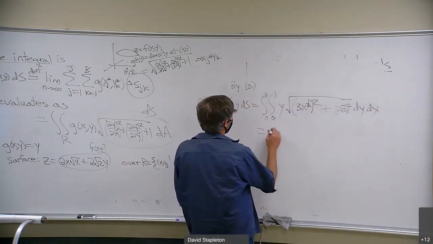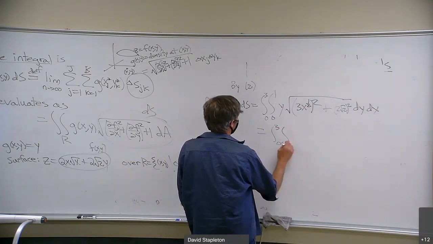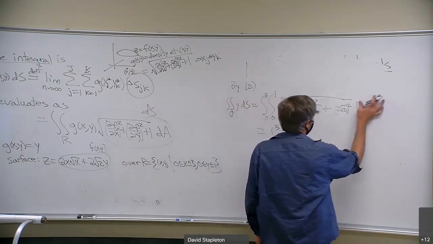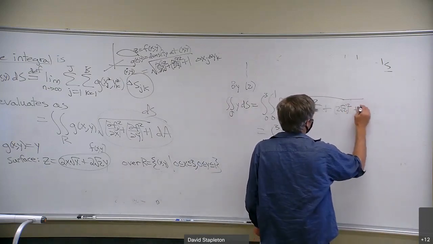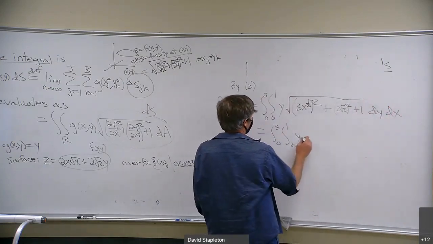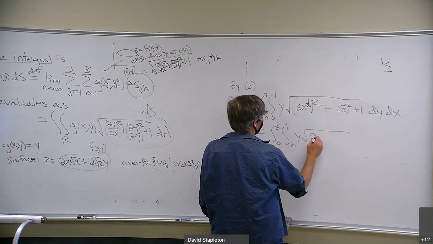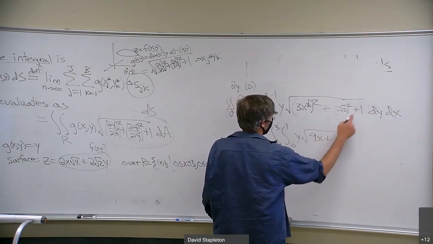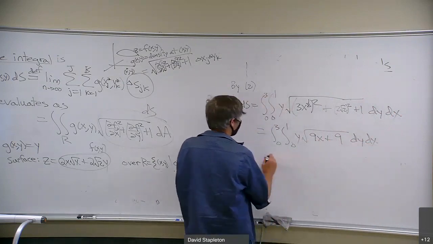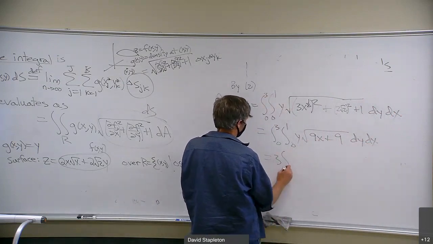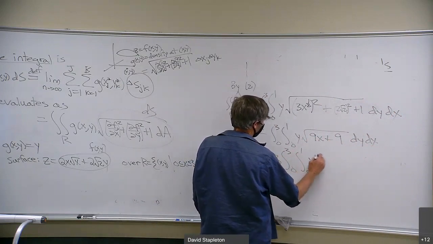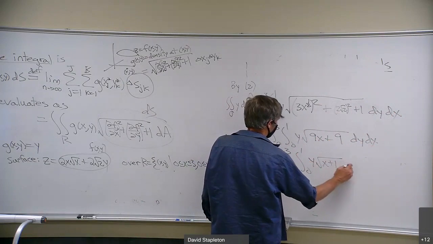And now we can evaluate this as the integral from 0 to 3, plus 1, square root, oh, plus 1, yeah, thank you. Plus 1, y dx. Square root of 9x plus 9. Good problem. So you pull the square root of 9 out and call it 3 times the integral from 0 to 3, integral from 0 to 1 of y square root of x plus 1, dy dx.